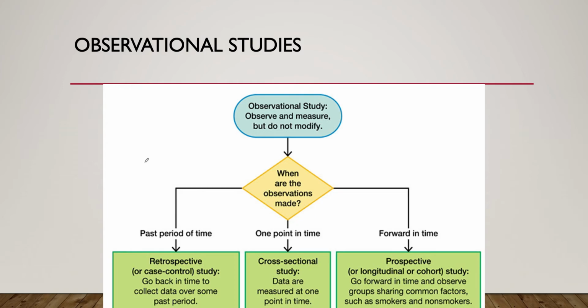And an observational study, that's where we, again, observe and measure but do not modify. But we have three types, right? A retrospective or case control study. This is where we go back in time to collect data over some past period. A cross-sectional study is where the data are measured at one point in time. And a prospective study or longitudinal or cohort study goes forward in time and observes groups sharing common factors such as smokers and non-smokers.